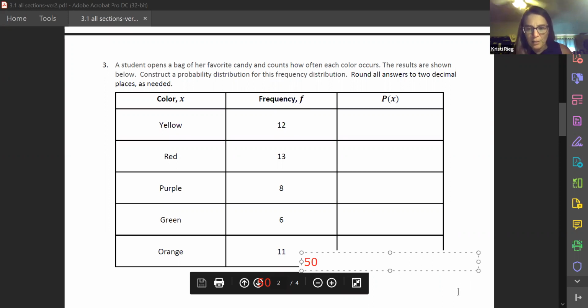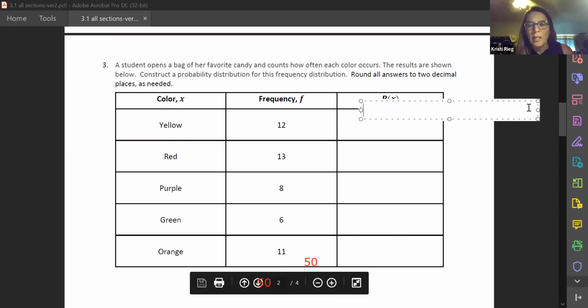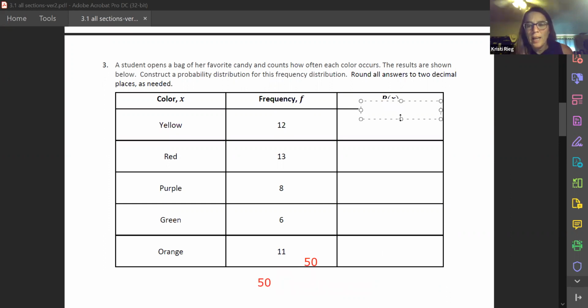Okay, there's 50 candies. All right, so that means each one here we want to write as a reduced fraction. Now, this is going to be 12 over 50. Bear with me as I figure out how to write a fraction on here. 12 over 50.